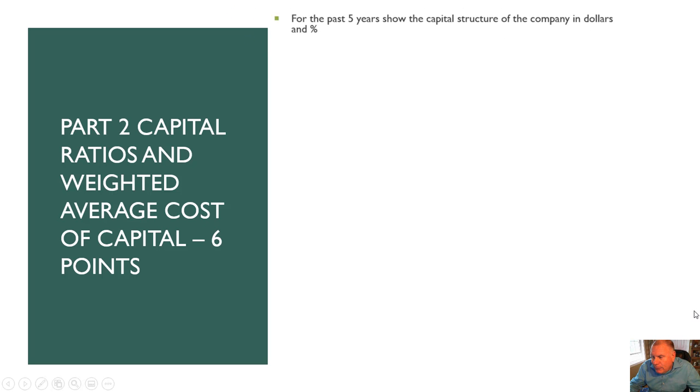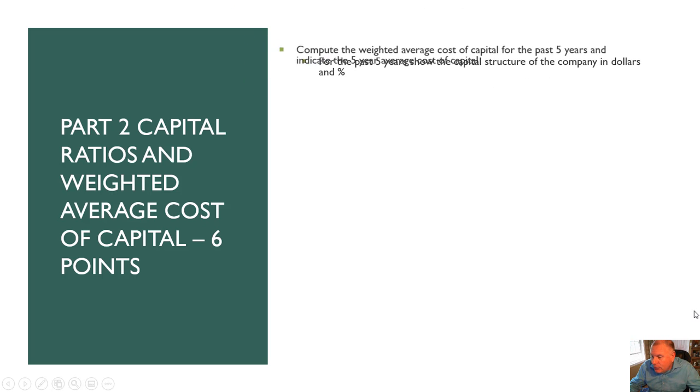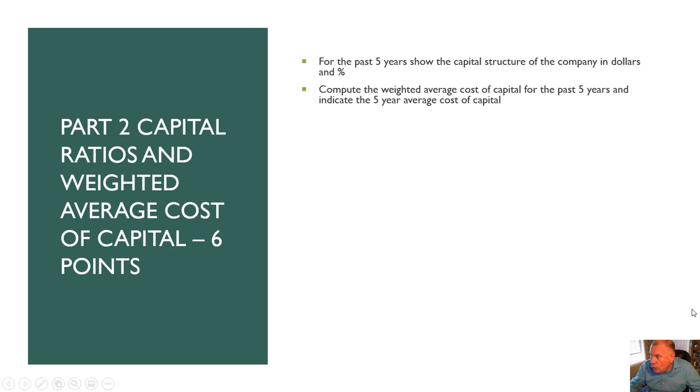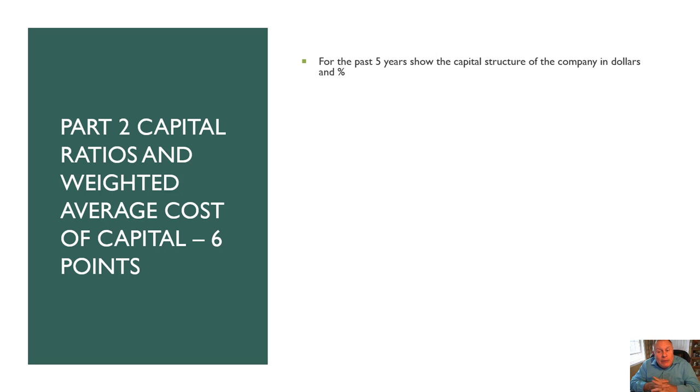Part 2 is capital ratio and average cost of capital. This is 6 points, a big one. First thing you want to do is, for the past 5 years, show the capital structure of the company in dollars and percent. All of this is in the review, but it's basically going to be debt plus equity equals capital, and you show the percentage of that.